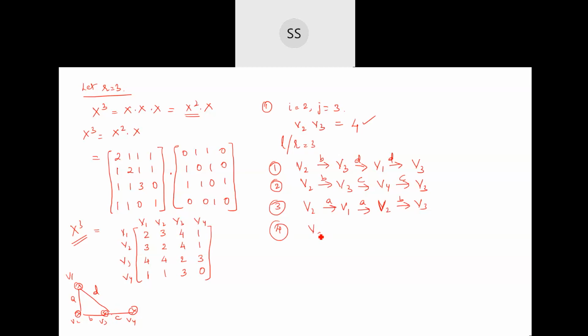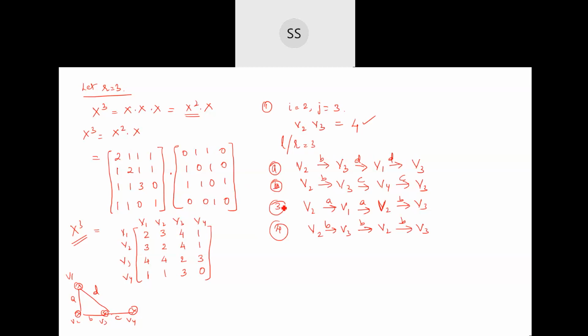I can move here. That is V2 to V3 and V3 to V2, and back again I can come to V3 itself. Okay, that is said to be B, B and B. So I have found 4 possibilities of length 3. How many edges have come? 3 edges have come.